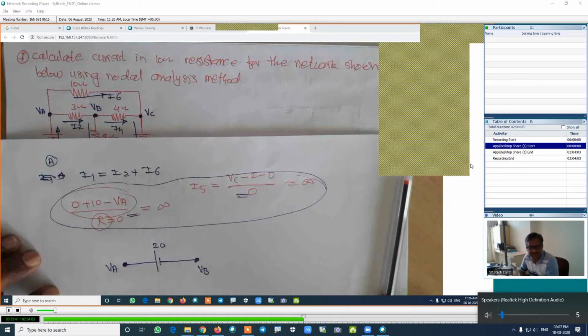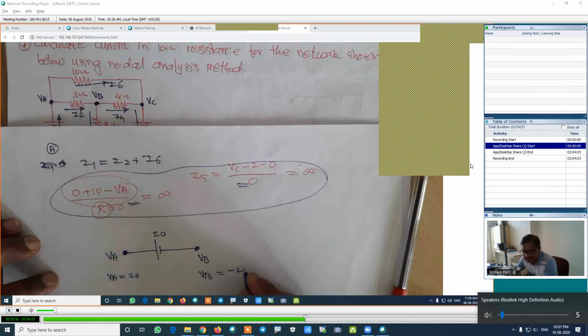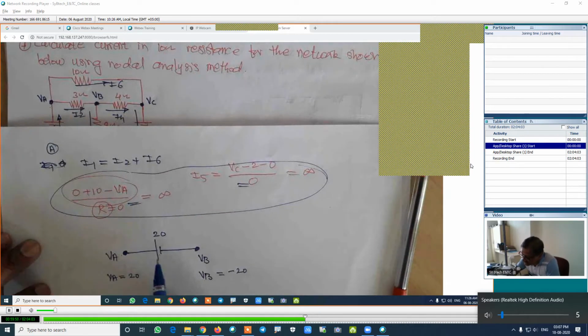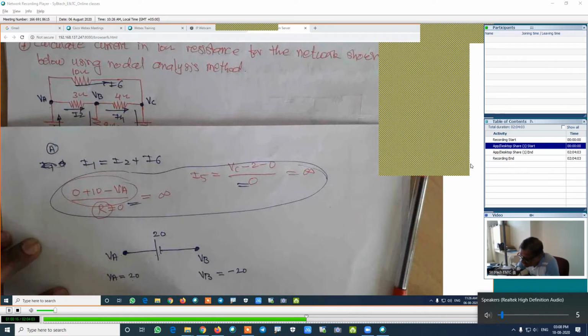Suppose we have this source of 20 volt, and here is one node, suppose VA. This is another node, suppose VB. We have the two nodes, VA and VB. We can shift this potential here. How much is the value of VA? 20. We can shift this potential here. How much is the value of VB? Minus 12. Is it right? If we are shifting this value here, it will be plus 20. If we are shifting this value here, it will be minus 20. And how much is the potential difference?